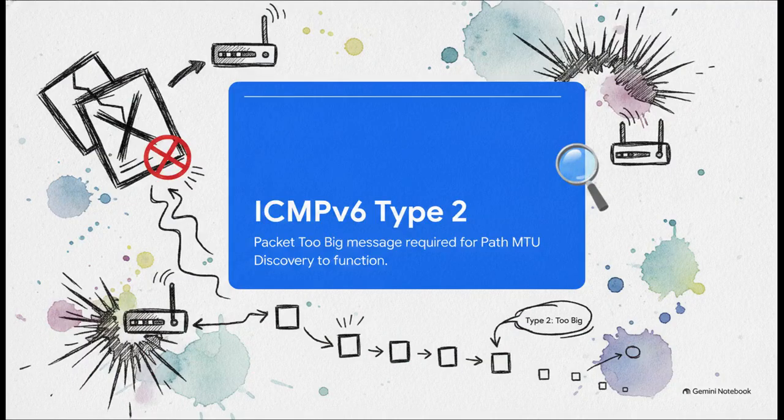The culprit here is almost always ICMPv6 type 2, the packet too big message. This is the critical message required for path MTU discovery to function correctly, and this brilliantly illustrates how blocking essential ICMPv6 messages breaks the network entirely. See, in IPv6, routers do not fragment packets. Not anymore. If a packet is too large for a link, the router just drops it and sends this exact ICMPv6 message back to the source host, basically saying, hey, shrink this down and try again.